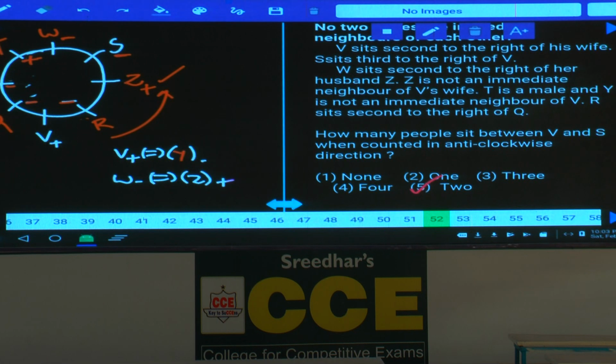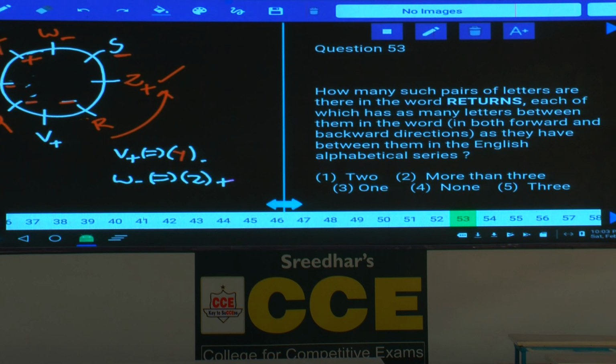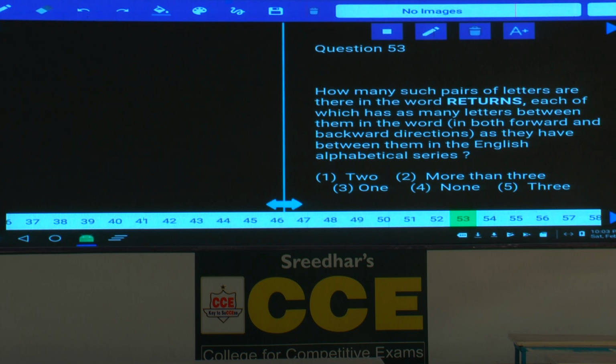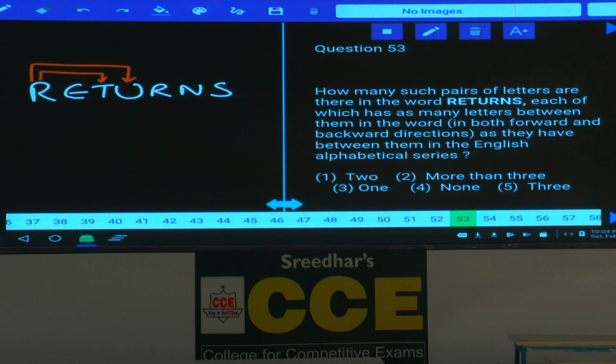And next one. Question number 53. How many such pairs of letters are there in the word RETURNS, R-E-T-U-R-N-S, each of which has as many letters between them as they have in the English alphabet? Now let us start from R. R-S-T, isn't it? That is one. R-S-T-U, that is the second. And T and U, isn't it? T and U. Next one, U, R, that is it. Left hand side to right hand side, how many do we have? We are having some 3.